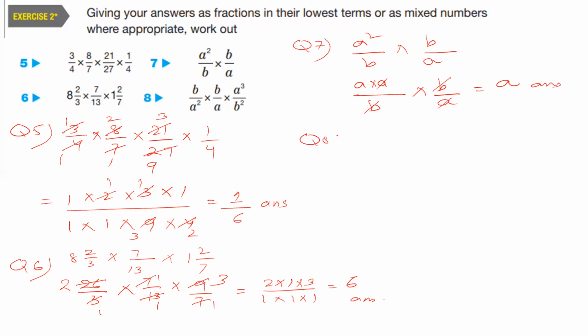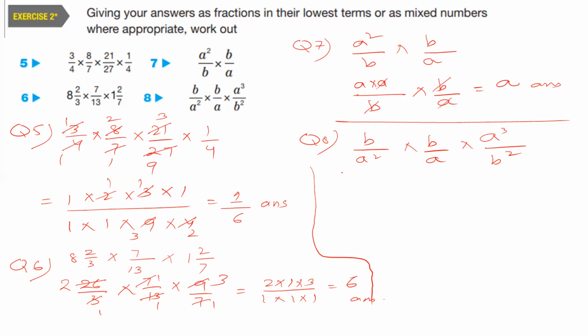Question 8. Look, B upon A square times B upon A times A cube upon B square. Again, we separate them all and then we get B over A times A times B over A times A times A times A. Because A power 3, we rewrite A 3 times, multiplied together. So B times B. Now we keep on cancelling.